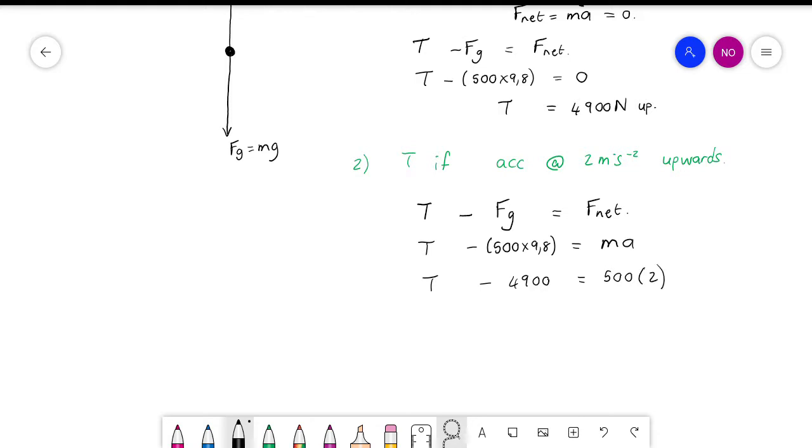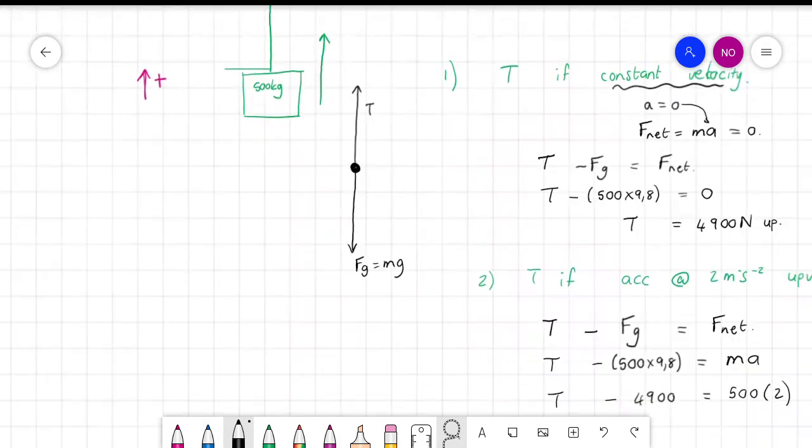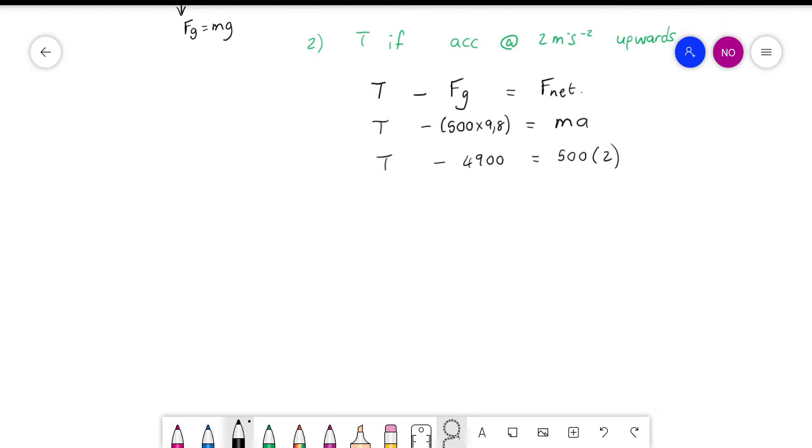Okay, let's quickly unpack that. They gave you the mass of the crate. They told you it's 500 kilograms. So the object that is being accelerated weighs 500 kilograms or has a mass of 500 kilograms. En hoekom het ek positief 2 ingestel en nie negatief 2 nie? Ek het ons opwaarts toegeken as positief. Okay. Goed. So dan is T gelyk aan dit.